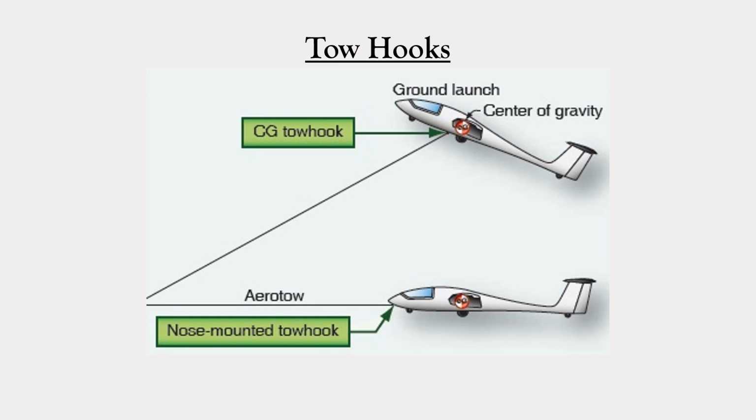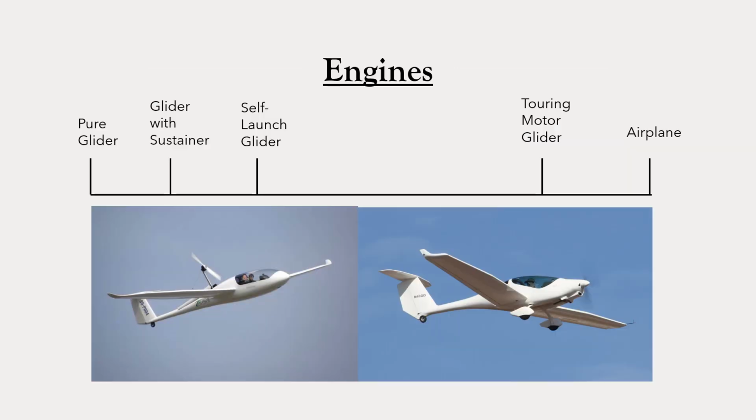So, engines. Believe it or not, there are gliders with engines. In fact, the distinction between a glider and an airplane is not a sharp distinction. There's kind of a spectrum. On the one end, we have the pure gliders, like most of our club gliders, that have no engine at all and always need a tow plane or a winch to launch them.